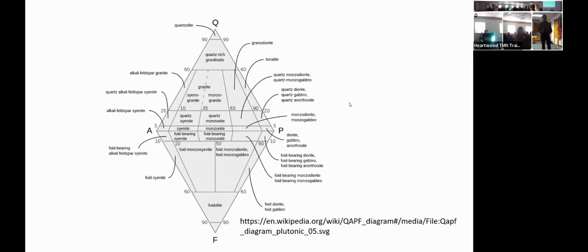Yeah. This is one of those ternary diagrams, but it's a double ternary diagram. And this gives you a small inkling as to how complex igneous rocks can be. So each of these can be igneous rock. So you've got quartz, feldspars, and alkali feldspars. I can't see it. Anyway, I just wanted to show you this to give you an idea of how complex the igneous rocks are.